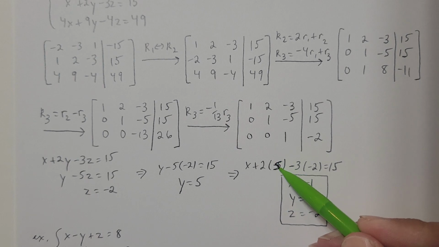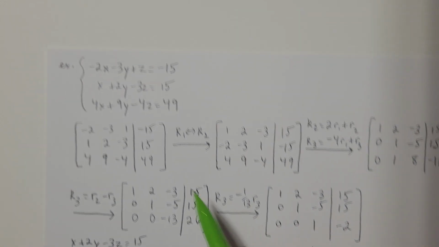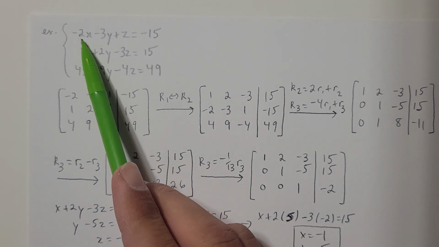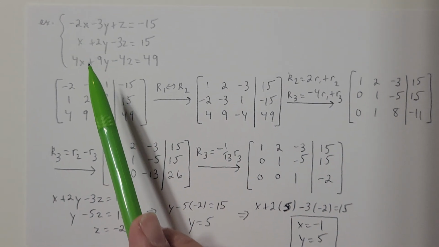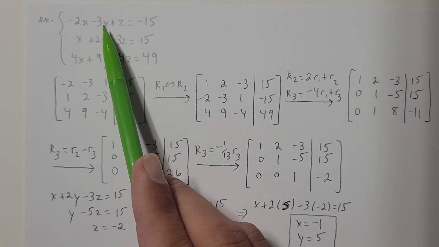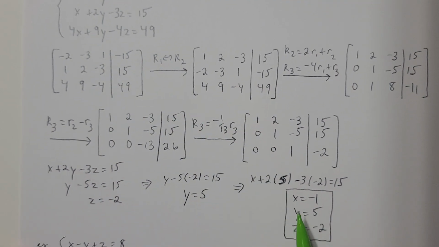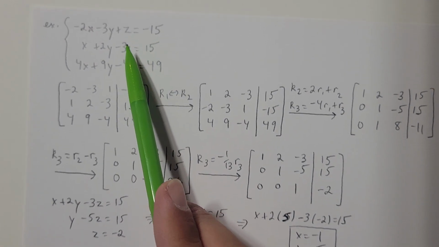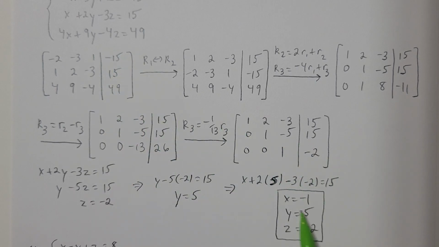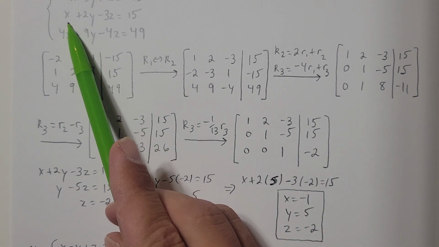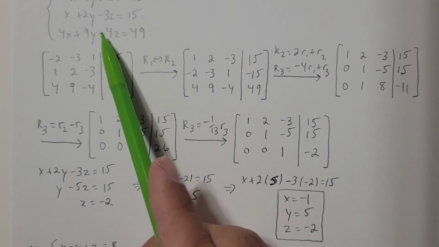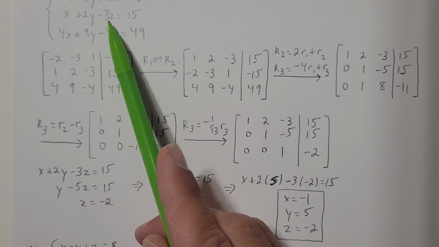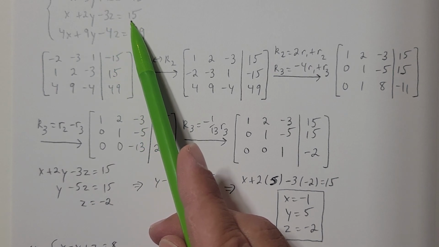How do I know that that's right? Well, let's plug it in and check. Is it true that negative 2 times negative 1, that's 2, minus 15, that's negative 13, minus 2, that's negative 15? That looks good. And is it also true that negative 1 plus 10 is 9, plus 6 is 15? That looks good.